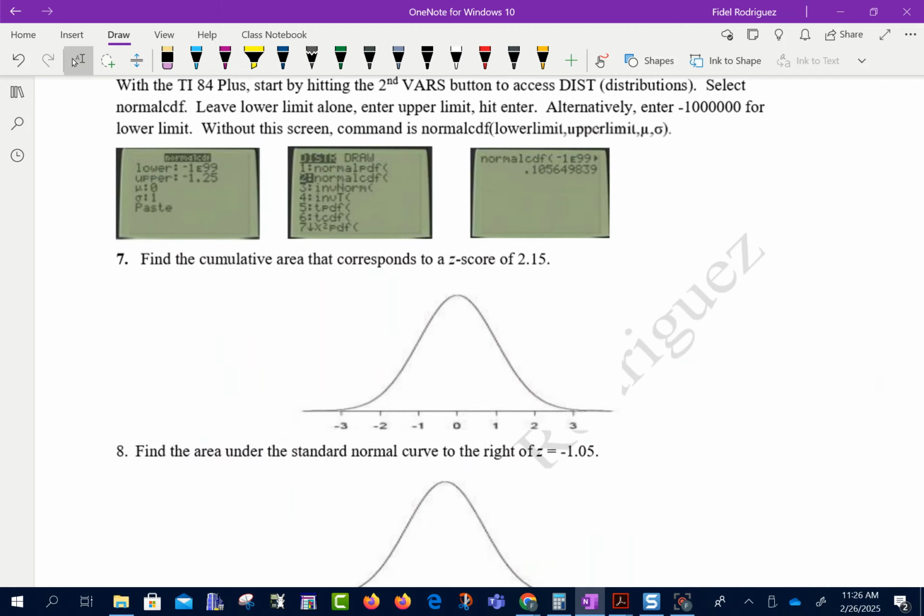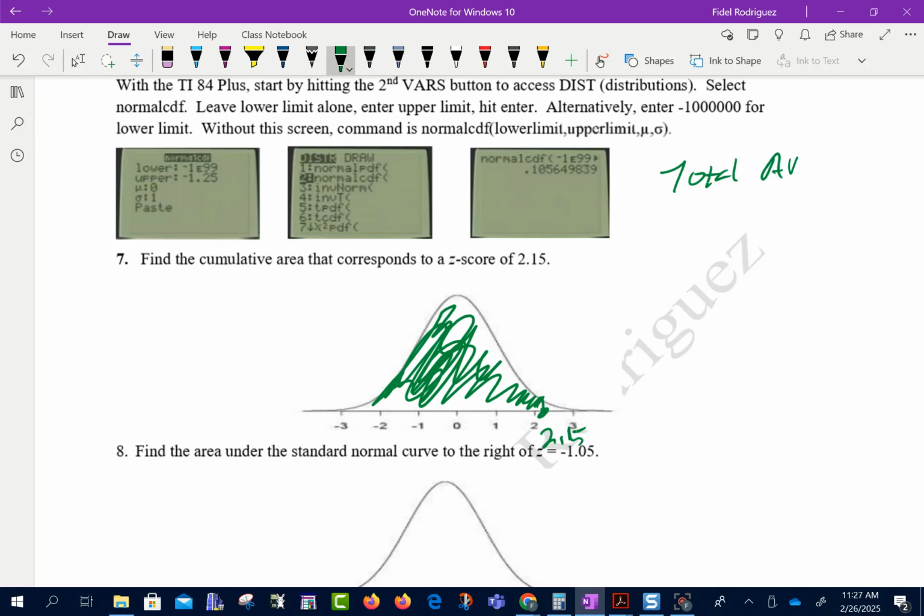Let's find an area that corresponds to a z-score of 2.15. So look, y'all, 2.15 is going to be all the way over here. So I'm finding the area under all of this. My area should be pretty big. Remember that the total area is going to be 1, and we're almost all the way to the right, so we should be relatively close to 1.